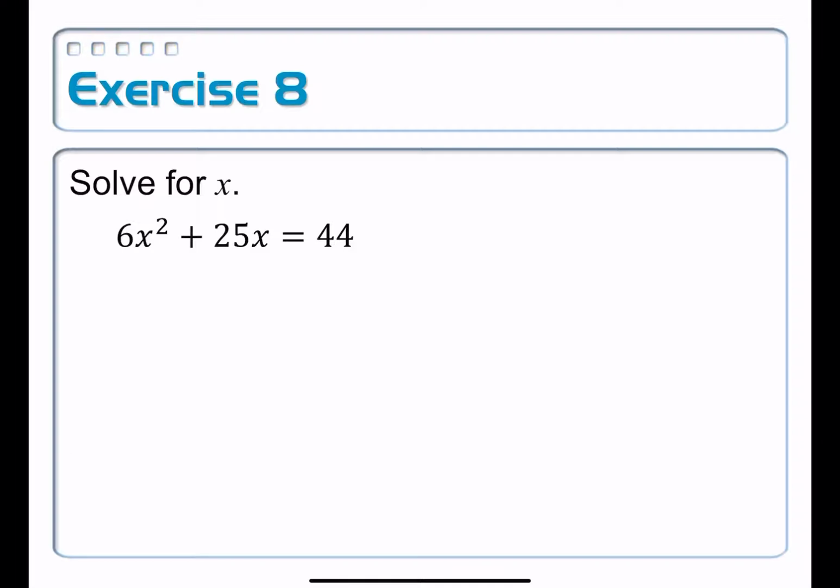Are back with another quadratic equation. At least I think it is. Well, look at that. You've got 6x squared. It is, in fact, a quadratic equation. 2 is the highest power. How do I solve these things?